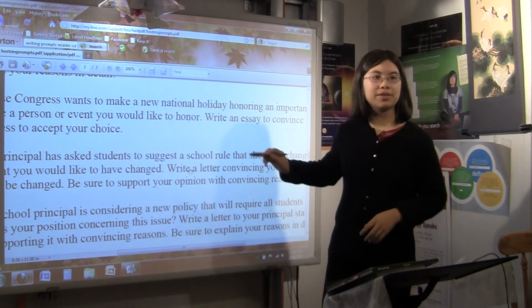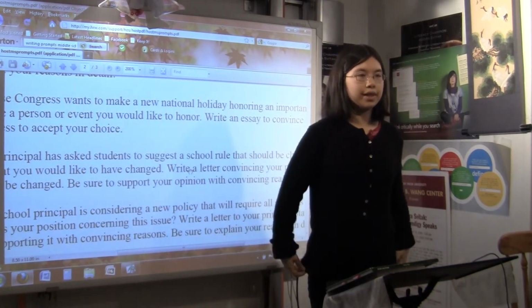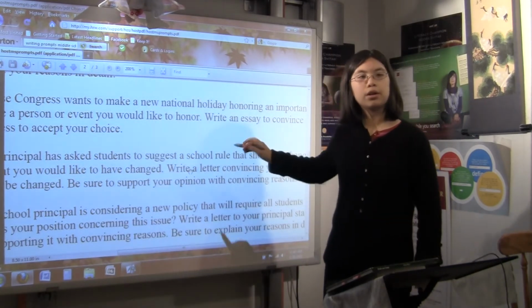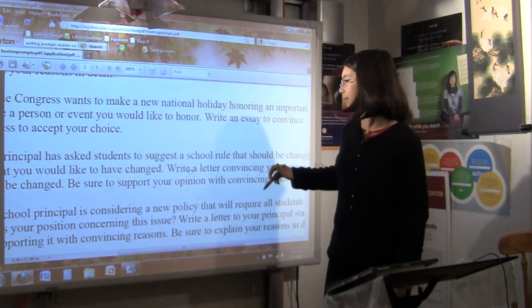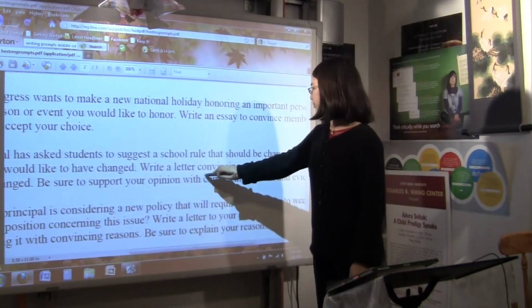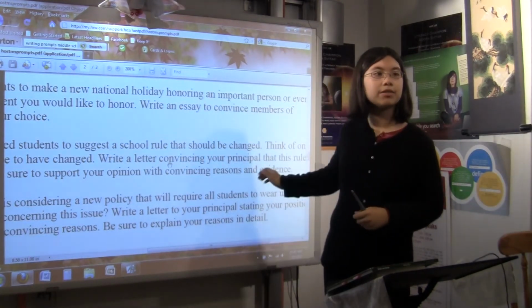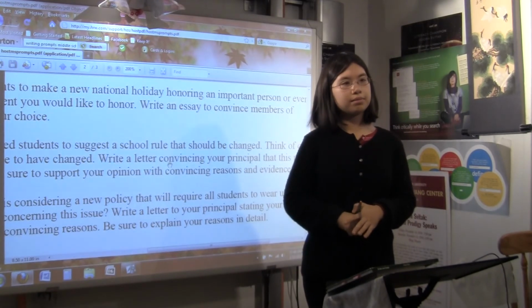But okay, so now you can't just walk up to your principal and say I don't like that we can't chew gum in school. Again, you have to support it. So what would you say to support this idea? We shouldn't not be allowed to chew gum in school. It says to support it with convincing reasons and evidence. So what are your convincing reasons and evidence? I'm your principal. What do you want to tell me?